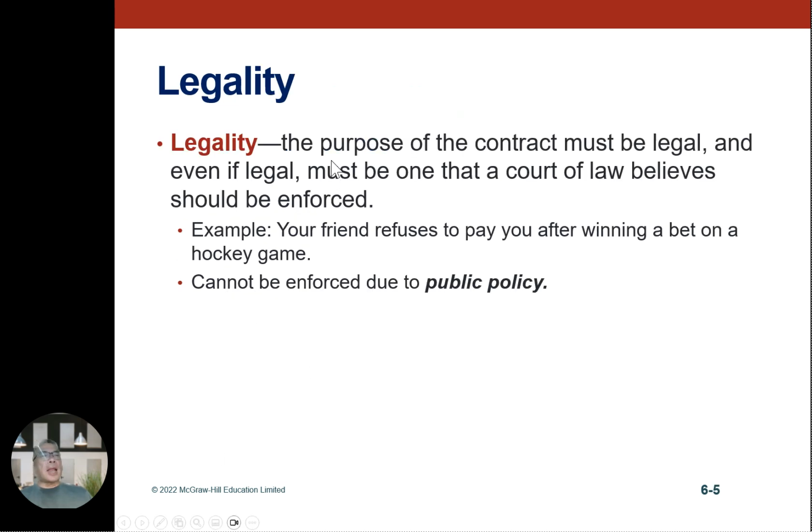Legality. What is legality? The purpose of the contract must be legal, and even if legal, must be one that the court of law believes should be enforced. Example: your friend refuses to pay you after losing a bet on a hockey game. It cannot be enforced due to public policy.